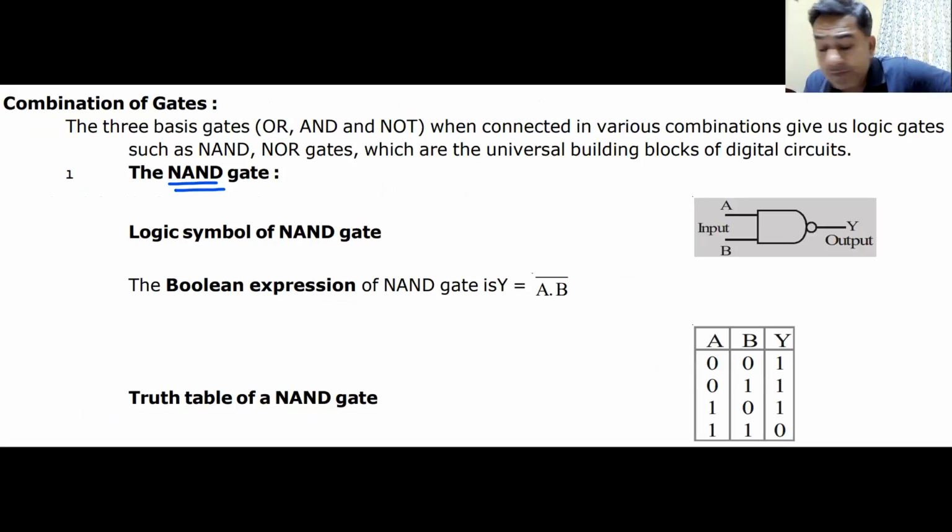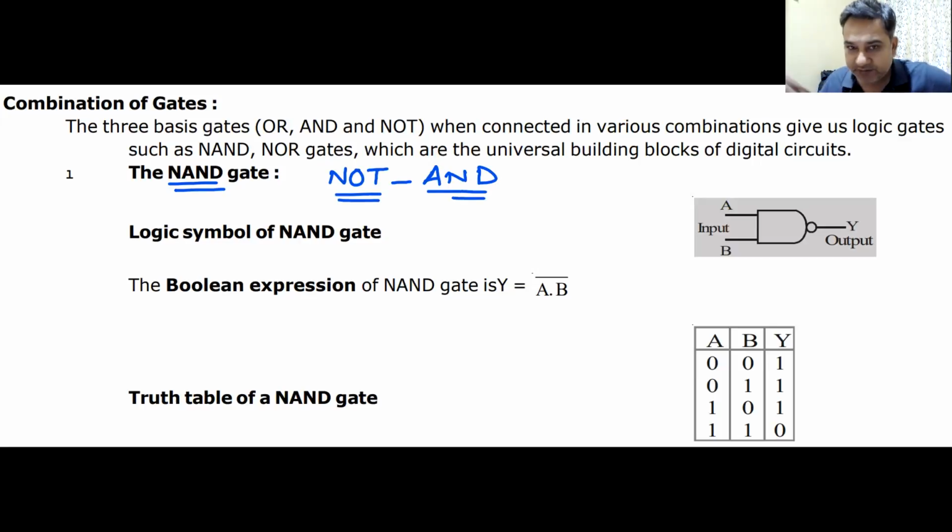It's a combination of OR and NOT. No, not AND. It becomes NAND. Do we understand this? It is NOT AND. Do we understand this, bacha?